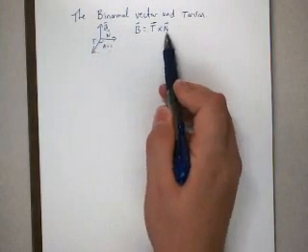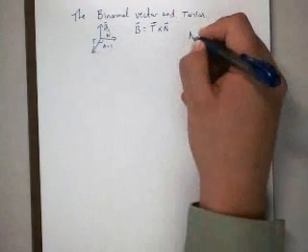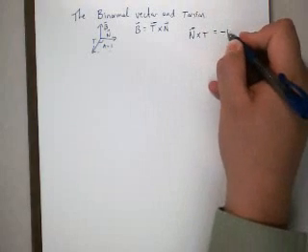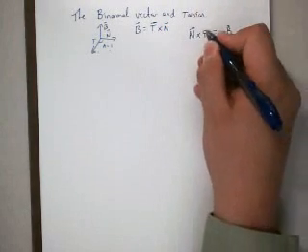Remember the formula: B is T cross N. If you reverse the order and you do N cross T, you don't get B anymore. Instead, you get negative B. So order actually matters here.